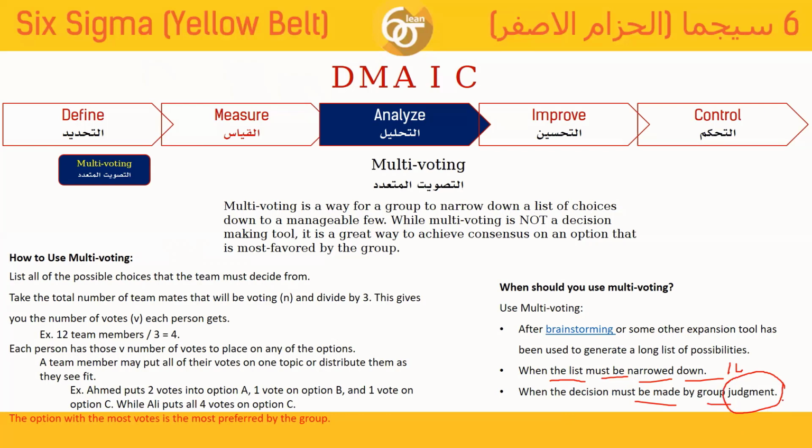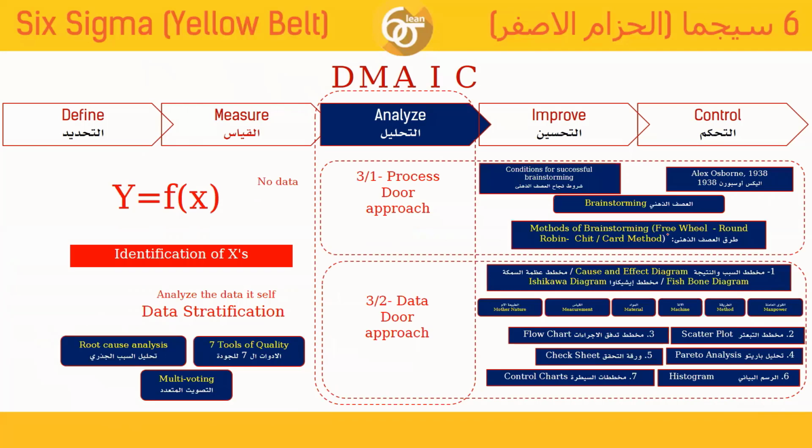The main root cause is identified according to the group judgment. We will take the root cause getting more vote cards, and that will be your main root cause. Then what you need to do is address this root cause and eliminate it, and in the end of the day, your Y will definitely be solved. So this is the analysis. This is what we have for today.